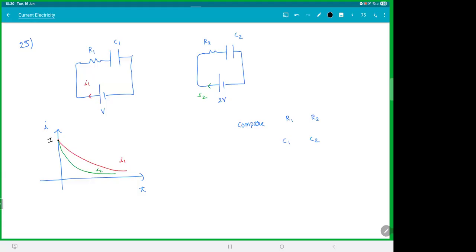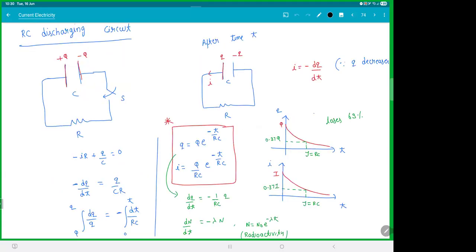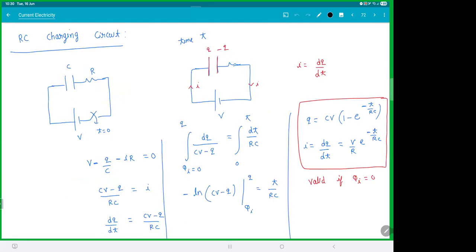Now people got energy. Let's get this. In case you want to see the RC discharging circuit, here. So it should be V by R e power minus T by RC. Note on the formula if you want for this sake.